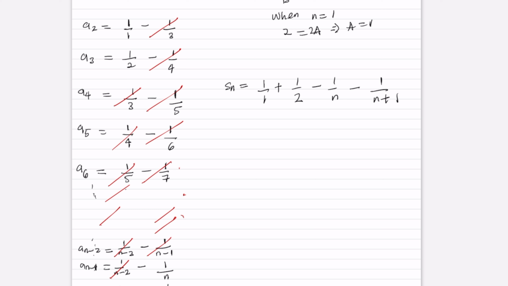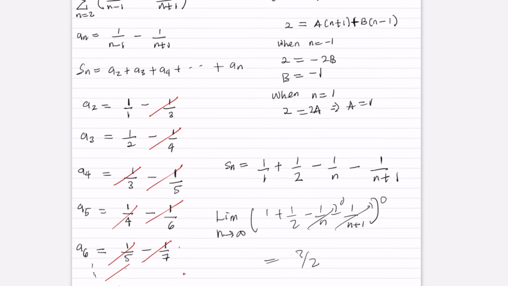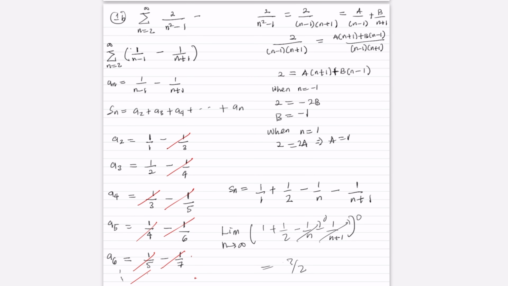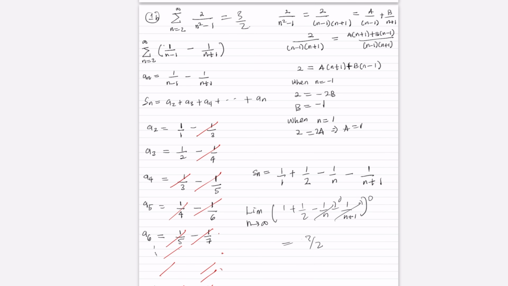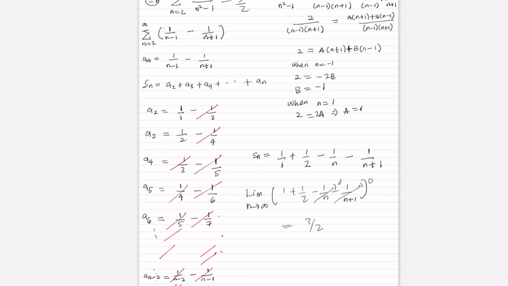So that means for us to find the sum of the sequence, what are we going to do? We take the limit as n goes towards infinity, right? So what are we going to have eventually? The limit of 1 plus 1 over 2 minus 1 over n minus 1 over n plus 1. So what are we going to have, guys? This is going to 0 and this is also going to 0. So what are we going to have? 3/2. So the sum of this series is 3/2. All right, so let's move on to the next problem.